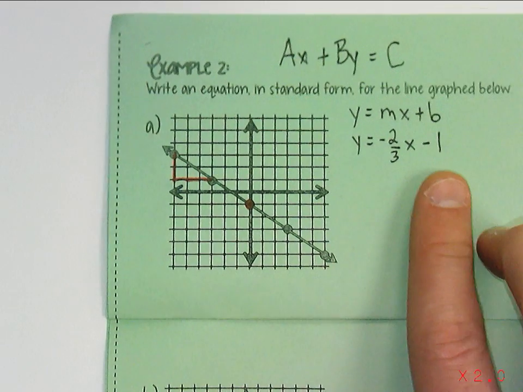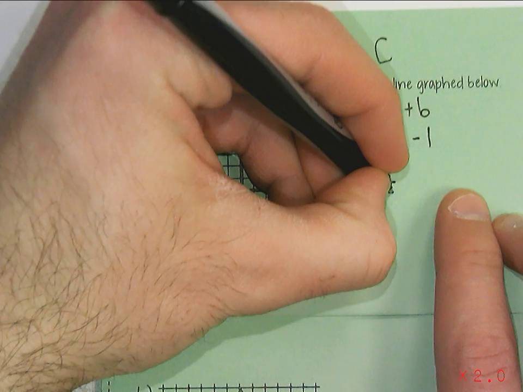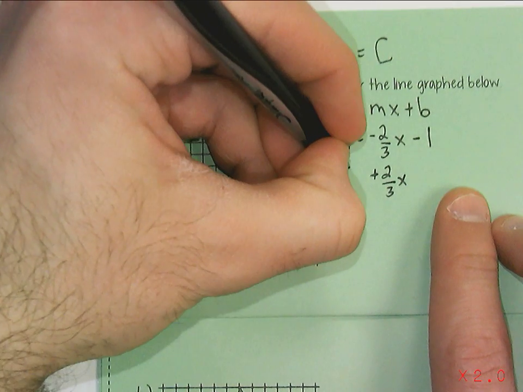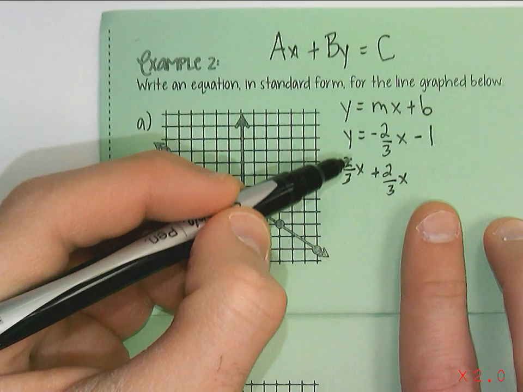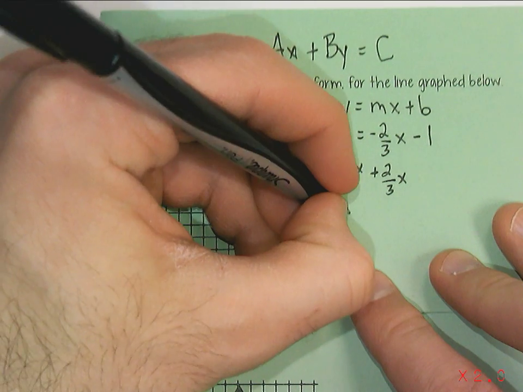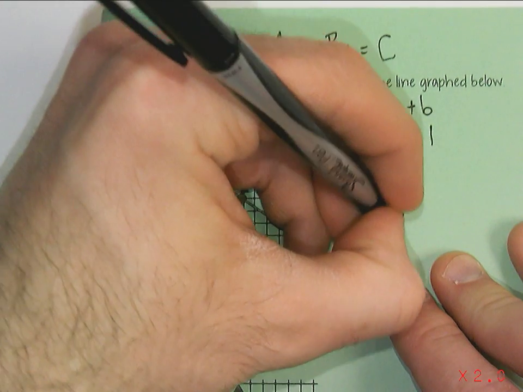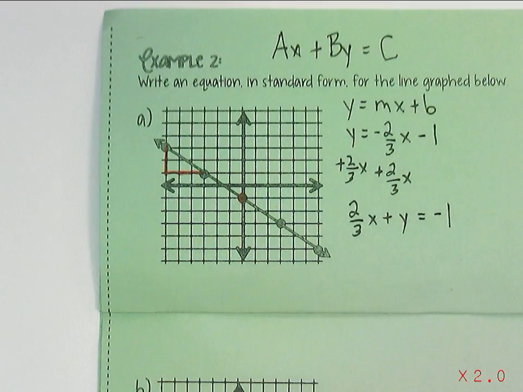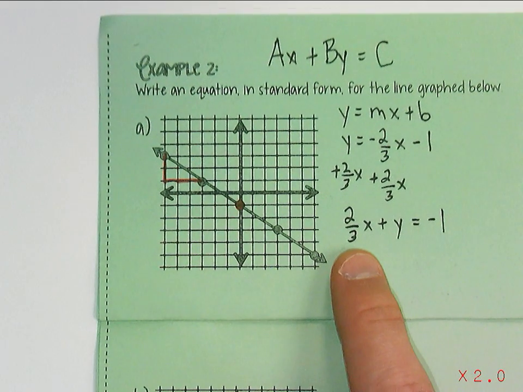So the first thing that I'm going to do in this case is I'm going to add 2/3 x to both sides. Now remember, we can't combine this y and this x because they're not like terms. So if I rewrite this, I'm going to have 2/3 x plus y equals -1. It looks like we're done, but we're not.